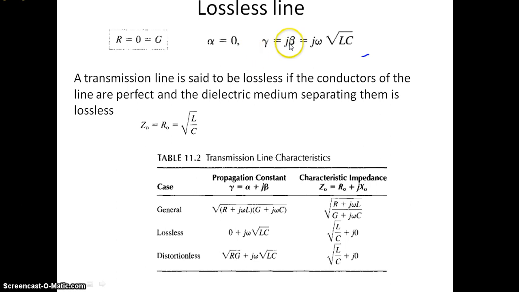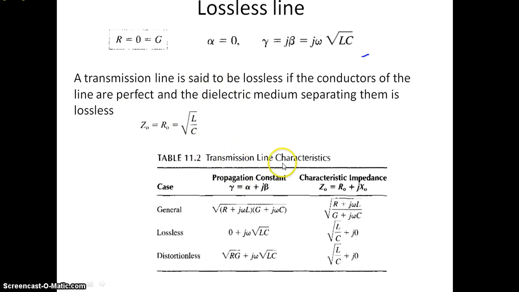Therefore, gamma will become alpha plus j beta, where alpha equals 0, so only j beta. That means j beta equals j omega root LC. So, gamma equals j omega root LC. A transmission line is said to be lossless if the conductors of the line are perfect and the dielectric medium separating them is lossless. That means Z naught equals R naught equals root of L by C.